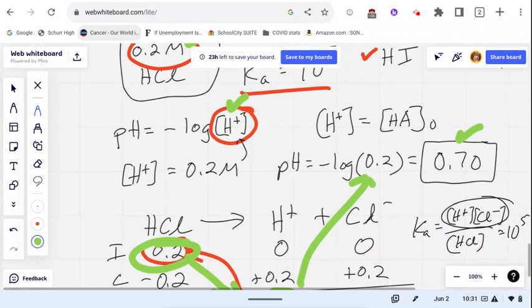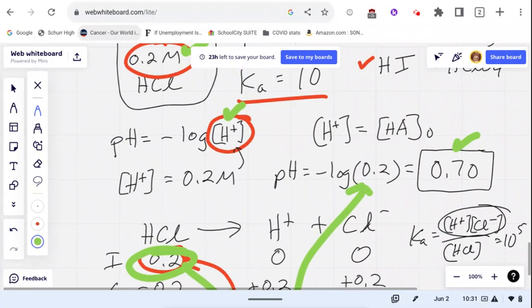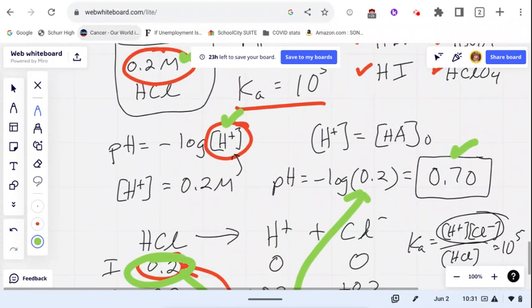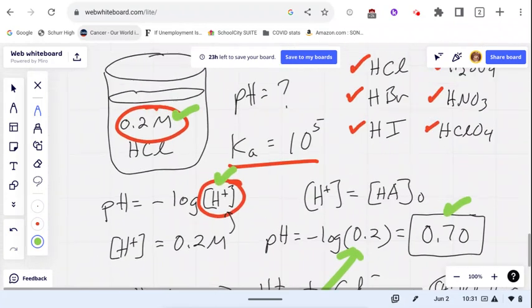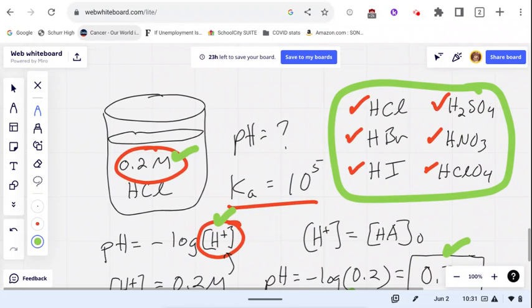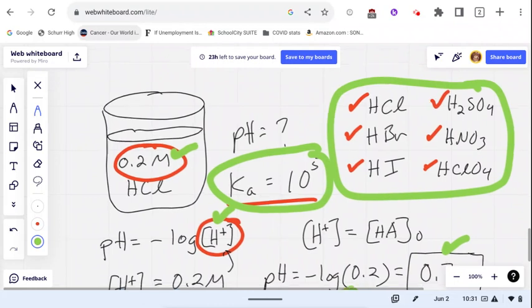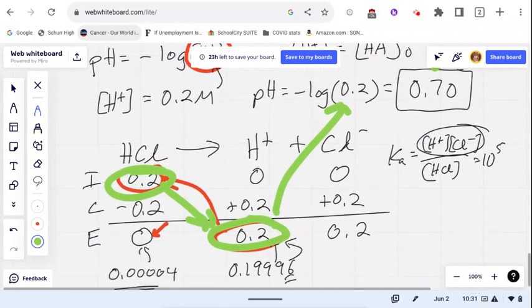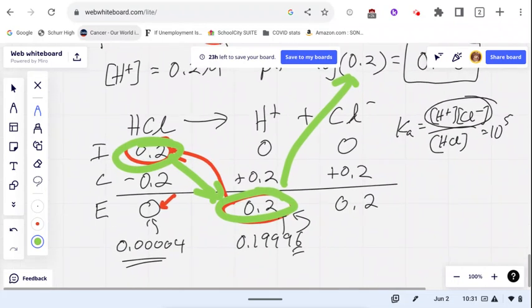Okay. So that's how you solve strong acid problems. Okay. All you have to do is know that you have a strong acid. One of those 6 over here on the right. Or you're being told Ka greater than 1. Or you're just told you got a strong acid. Then whatever the concentration of the acid is, that's also the hydrogen ion concentration. Plug that into the pH formula, you're done.